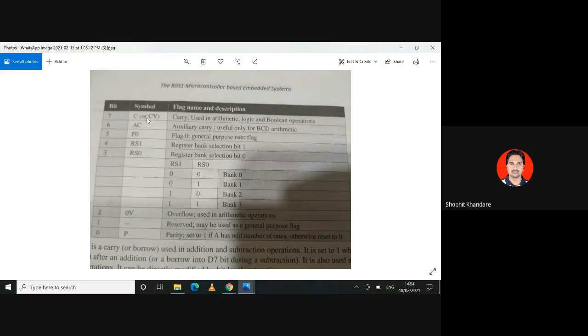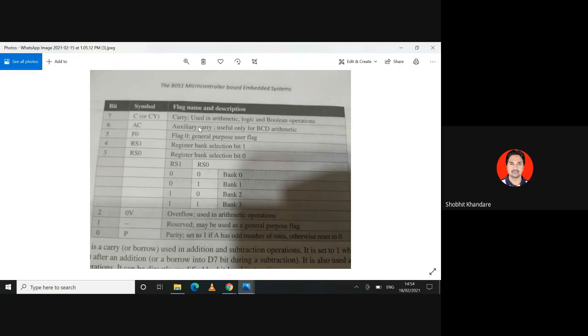We will move to the next flag, that is bit number 6. Bit number 6 is AC, and AC stands for auxiliary carry. It is useful only for the BCD arithmetic operation. You do not need to write this down. For auxiliary carry, please write down what I am saying.